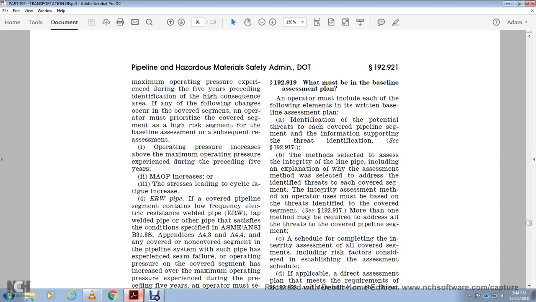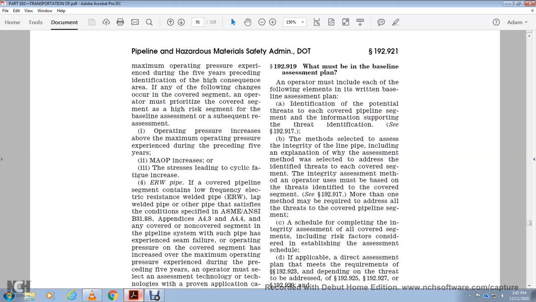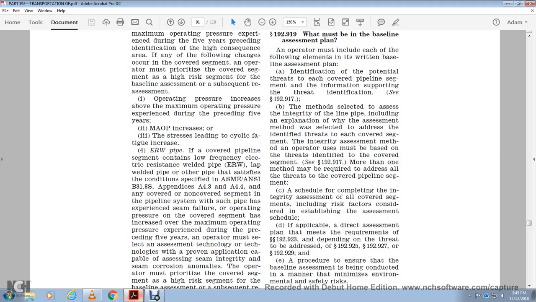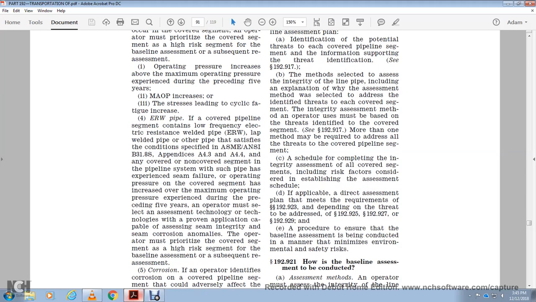The integrity assessment method an operator uses must be based on the threats identified to the covered segment. More than one method may be required to address all the threats to the covered pipeline segment. A schedule for completing the integrity assessment of all covered segments, including the risk factors considered in establishing the assessment schedule. If applicable, the direct assessment plan that meets the requirements of 192.923, and depending on the threat to be addressed, 192.925, 192.927, or 192.929.